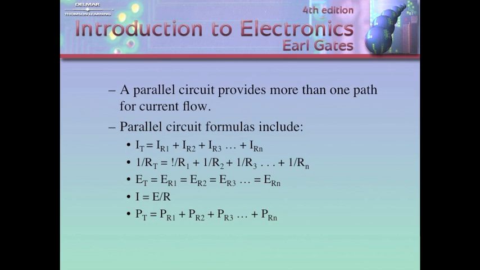A parallel circuit formulas. A parallel circuit is also known as a current divider. Very good. The total resistance of a parallel circuit is equal to the sum of the reciprocals, which basically means we're adding up the conductivity of the different branches. Total voltage is equal to the voltage applied across all the loads. That basically says that voltage is constant across a parallel circuit. I is equal to E over R, and power again is additive in a parallel circuit.